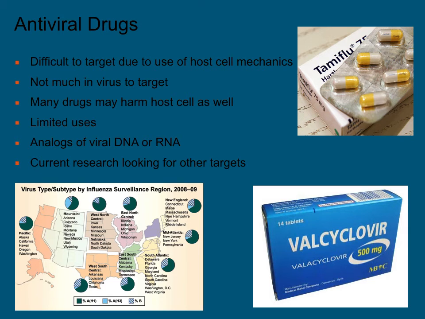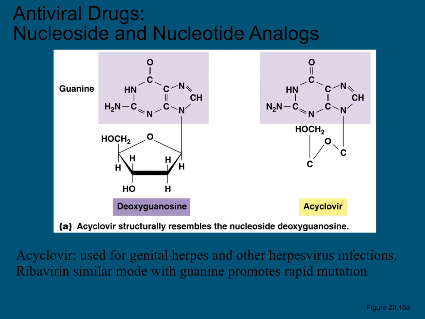Most of them will be an analog of either DNA or RNA in its viral form. An analog is one that's pretending to be something else. So here we have what we call a nucleoside or nucleotide analog. Deoxyguanosine is the G in A, T, C, and G, right? Guanine. And when it's in its structurally intact form, it's called deoxyguanosine. And deoxyguanosine is faked out or replaced by the drug acyclovir.